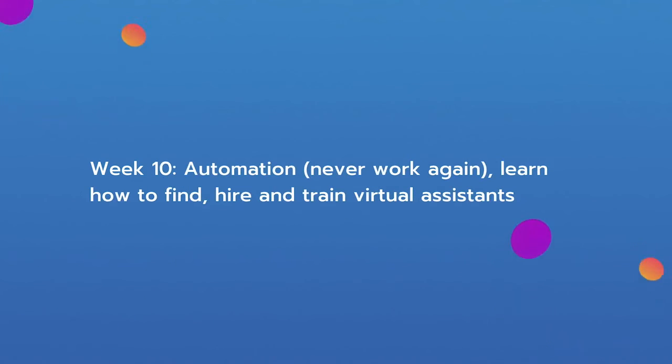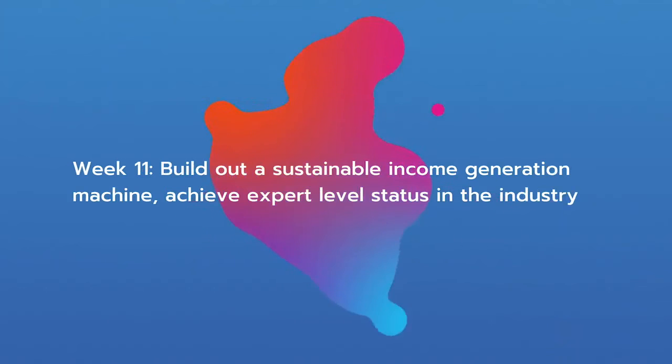In week 10, automation, never work again. Learn how to find, hire, and train virtual assistants. In week 11, build out a sustainable income generation machine and achieve expert level status within the e-commerce industry. Solidify this machine of yours into something that's going to constantly, passively generate income, and it's only going to grow over time as you build out your e-commerce brand. And that's just the first few weeks.